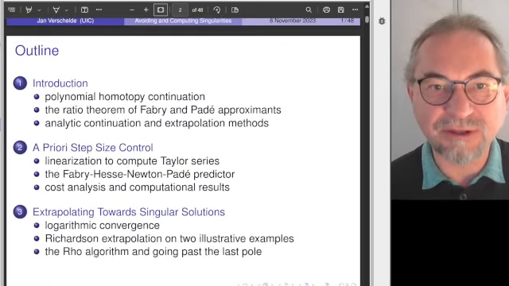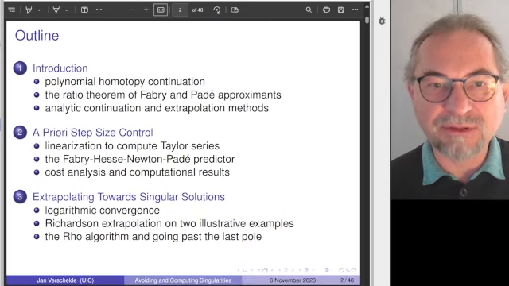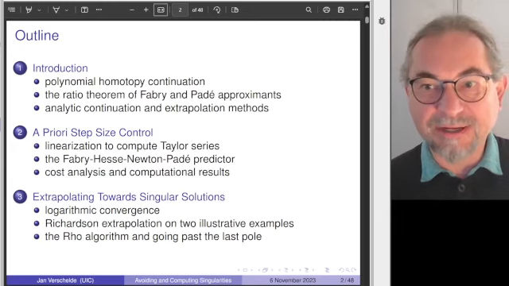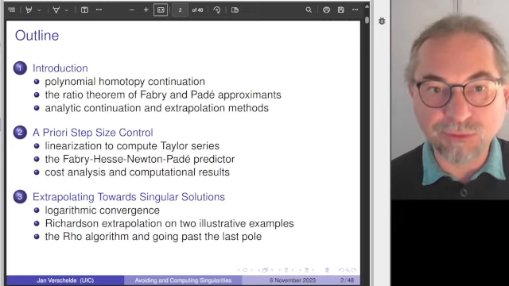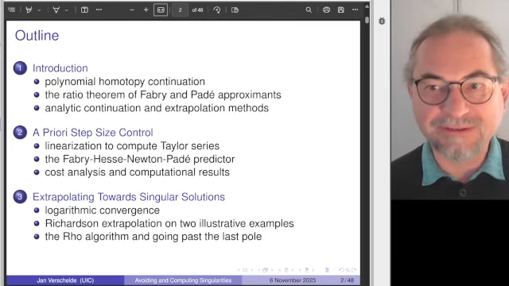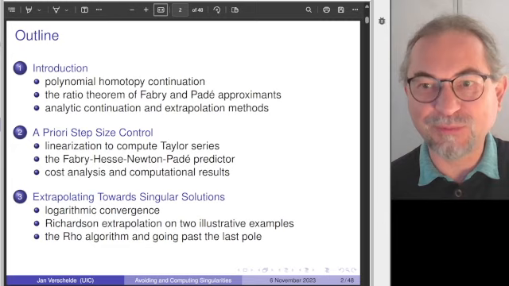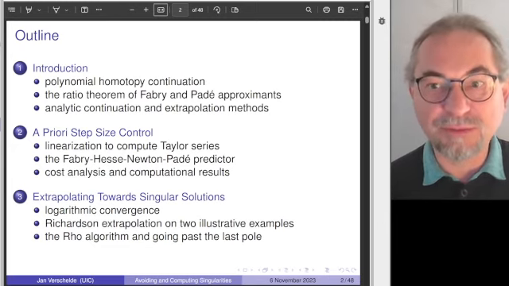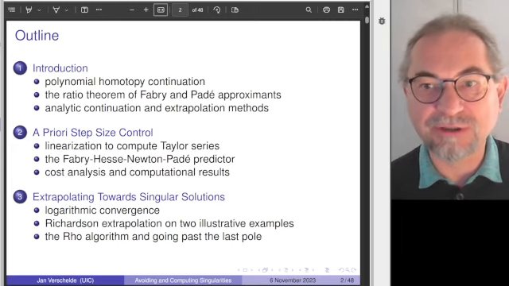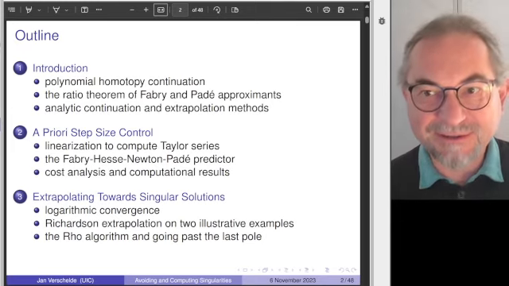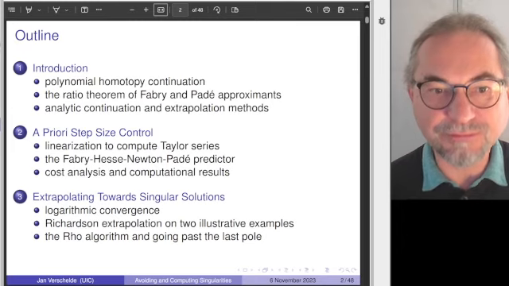So here is the outline of my talk. I will spend quite some time explaining the context: what is polynomial homotopy continuation, and why do we want to avoid singularities, and why also we would like to compute them. Our tools come from numerical analytic continuation and extrapolation methods. So the problem will be defined in the introduction.